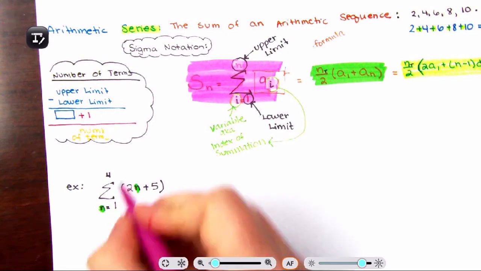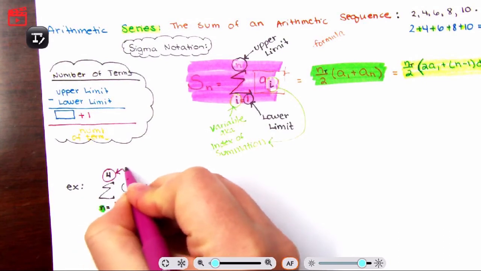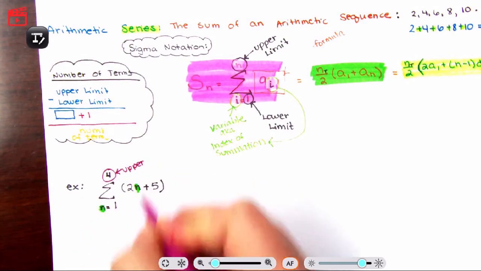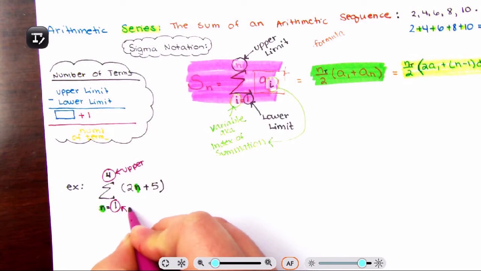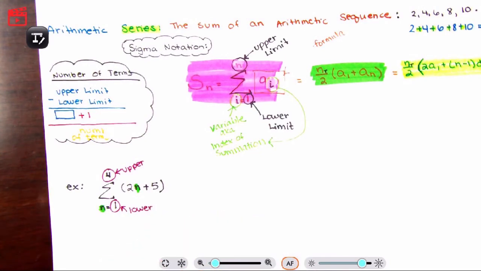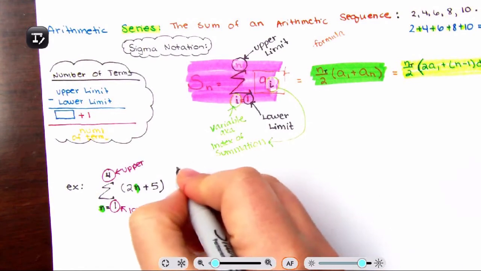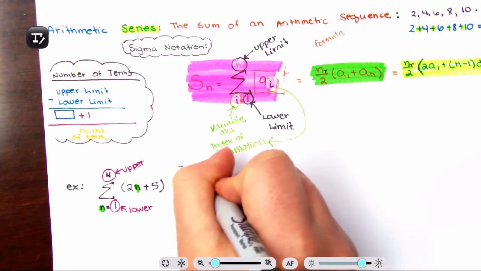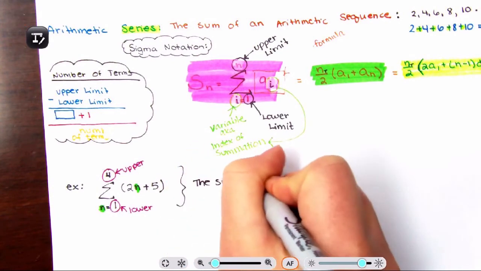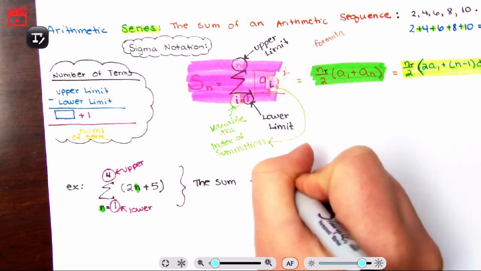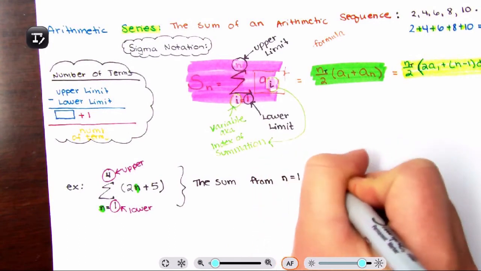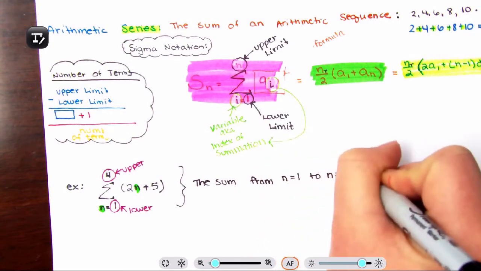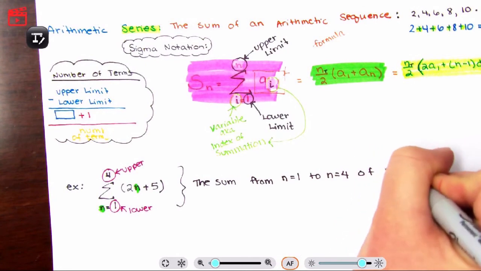So this represents your upper limit. This number represents your lower limit. So how do you read such a thing? This is weird looking, right? So what this all means is the sum from n equals 1 to n equals 4 of 2n plus 5.